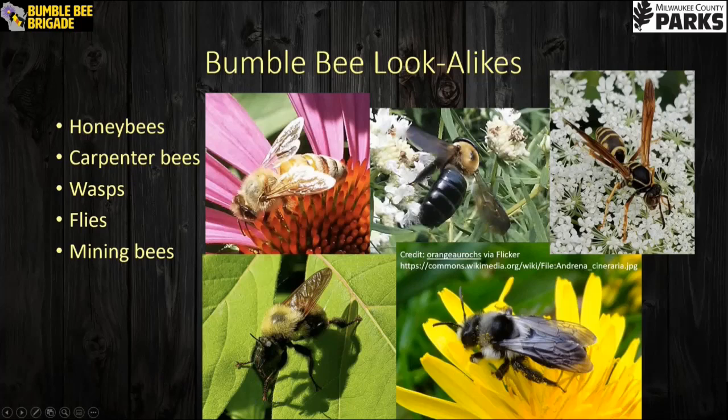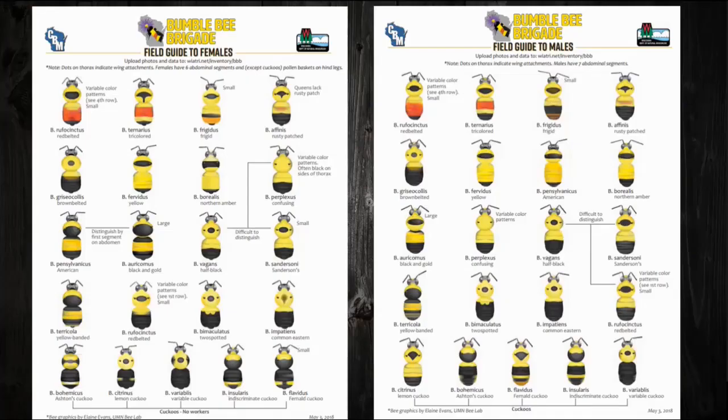Mining bees can be a little tricky to tell apart from bumblebees some of the time. The best way is to look at their hind leg, where you can see that they don't have corbiculae like bumblebees do. They have what's known as scopae. So instead of these concave pollen baskets, they have long hairs as their structures to collect pollen.